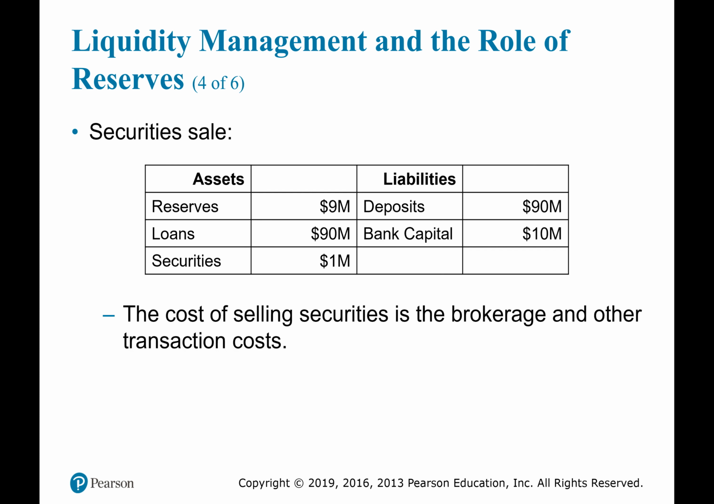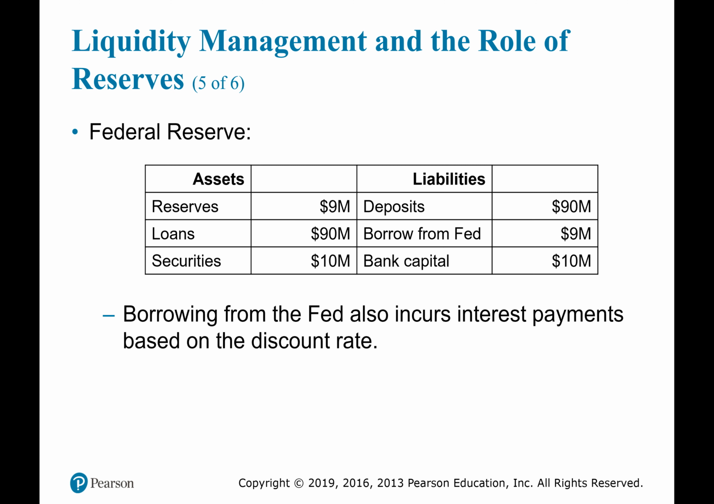So that's one solution. Second solution: it's 10% of deposits, isn't it? So it needs 9 million in reserves, not 10 million, 9 million in reserves. So security sales could be the other option. It has 10 million in securities, just sell 9 million of those. Once again, it's got the reserves. So it's manipulated its asset side of the balance sheet here. What's the cost? The cost of selling securities is probably the brokerage fee and other transaction costs, and it may make a loss on those securities if the timing isn't right. So that's another cost there of doing it.